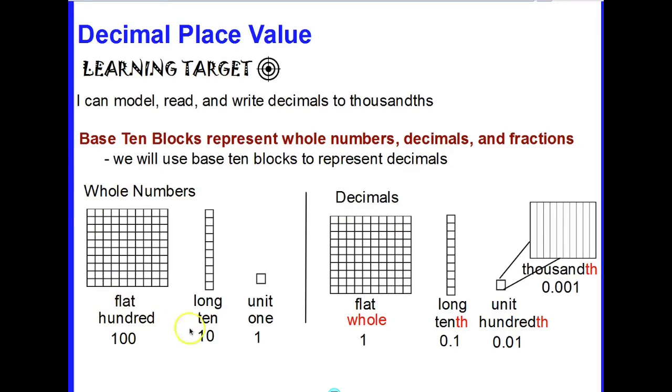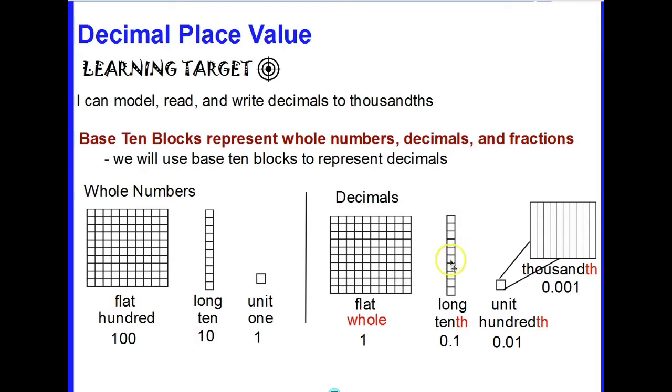We already have this in our notes. We already have this information in our brains about whole numbers. So let's focus our attention on decimals. When we look at the flat, when we're using decimals, we're going to remember that it is represented as a whole. So this flat is one whole.